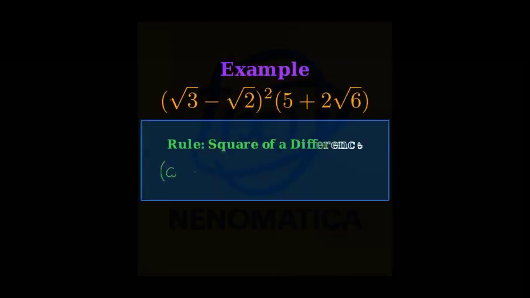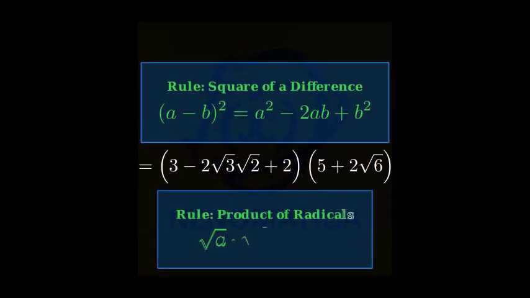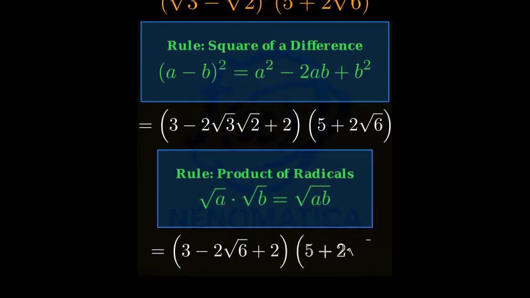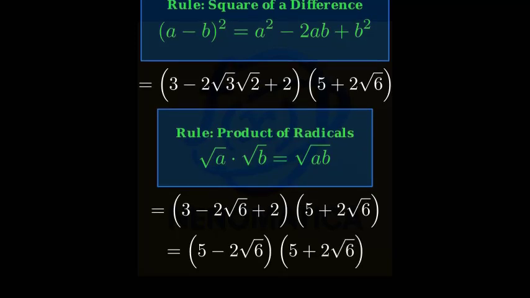In our first step, we need to expand the squared term on the left. Let's recall that the square of a difference can be expanded using the formula a minus b squared equals a squared minus 2ab plus b squared. Now, let's simplify the square root in the middle term. We know that the square root of 3 times the square root of 2 equals the square root of 3 times 2, which is the square root of 6. Let's combine the constant terms in the first parenthesis. 3 plus 2 equals 5.